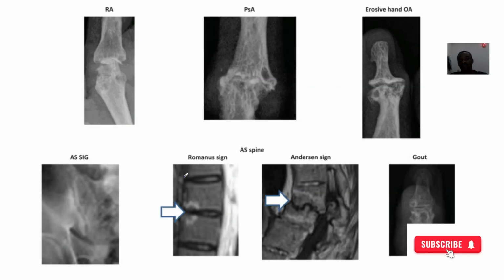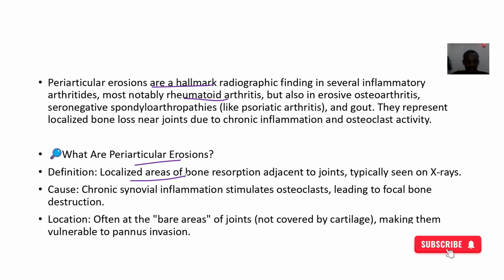Very nice. Okay, Romanus sign, Anderson sign. We'll talk about them very well when we start talking about imagings. Causes: they are there because there have been inflammations, and the inflammation has gone on for a very long time. So location is often at the bare areas of joints that are not covered by cartilage, okay, making them vulnerable to Pannus invasion.